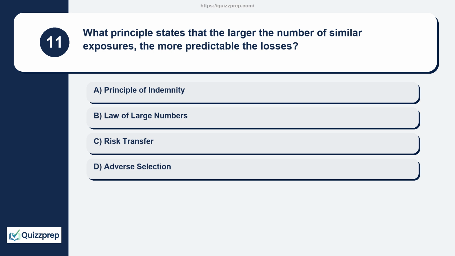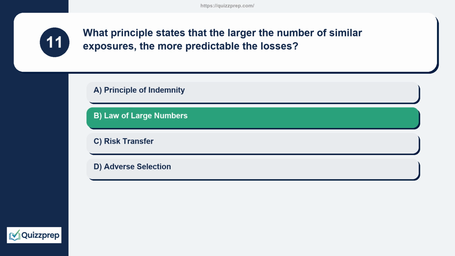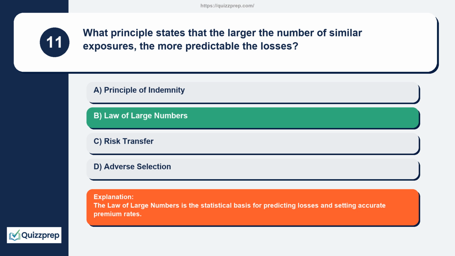Question 11. What principle states that the larger the number of similar exposures, the more predictable the losses? Principle of indemnity, law of large numbers, risk transfer, adverse selection. The law of large numbers is the statistical basis for predicting losses and setting accurate premium rates.